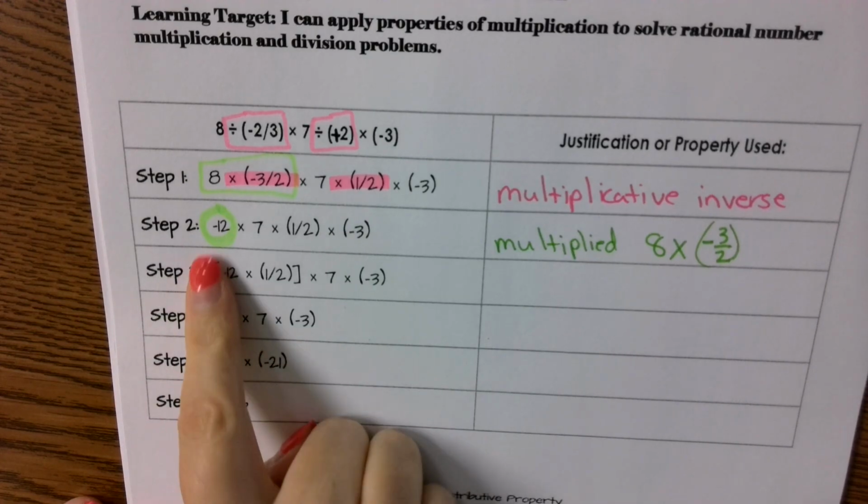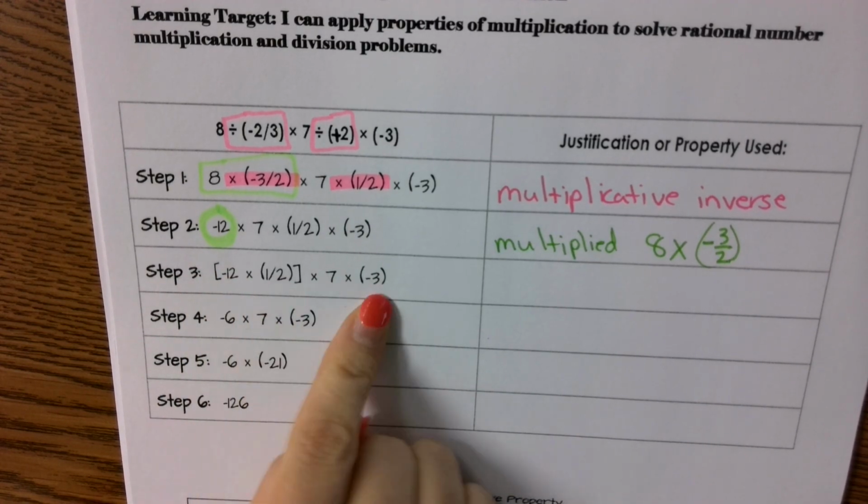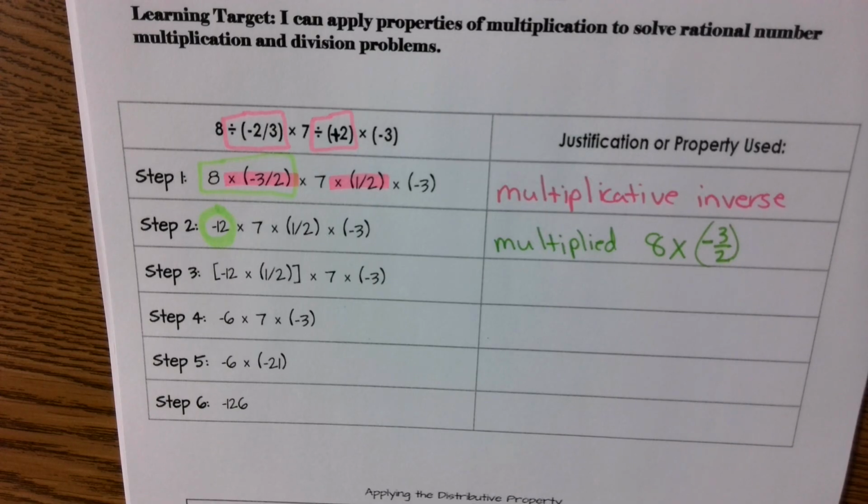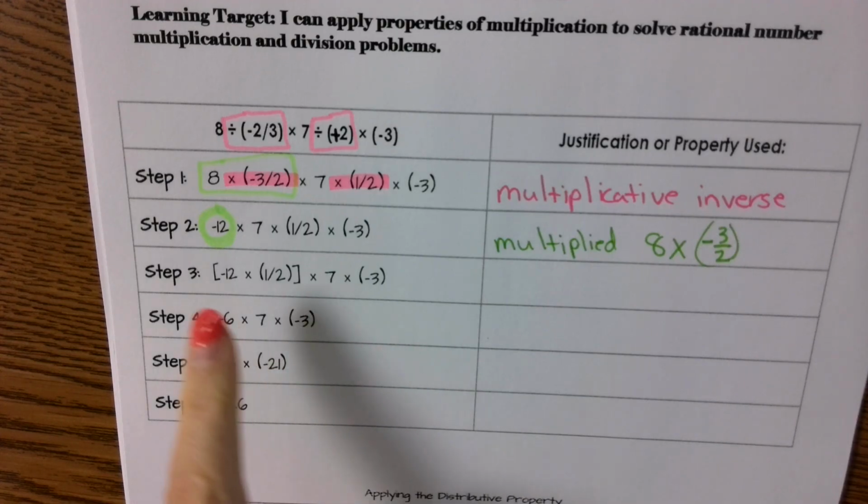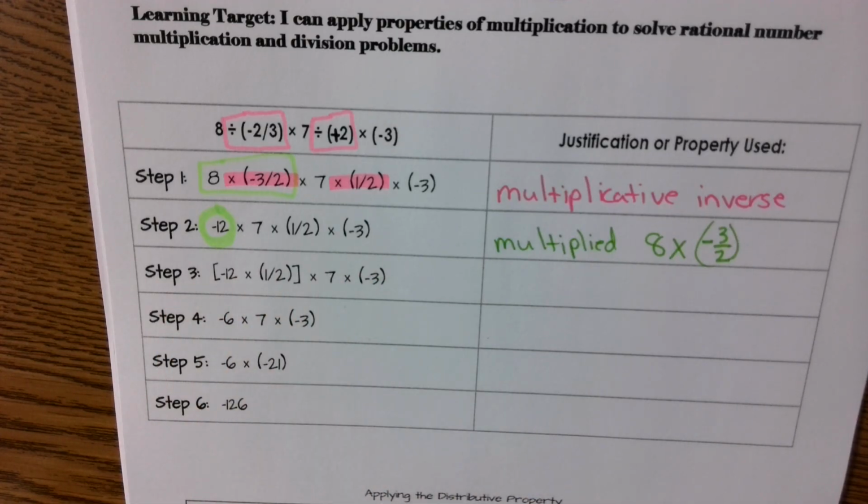Okay, we went from step 2 to step 3. Who can raise their hand and tell us what property they saw happened from step 2 to step 3? Christiana? Not commutative. Commutative changes the order. So the order itself didn't actually change anything too much in here. More so it's what instead, Nathan?